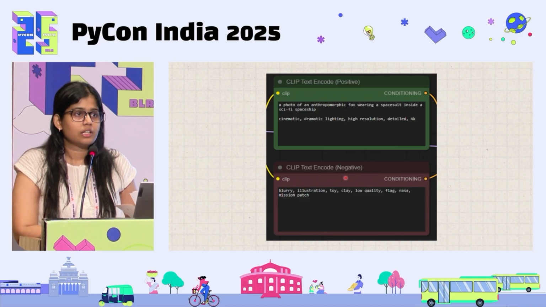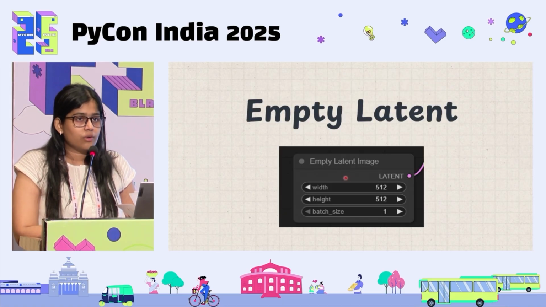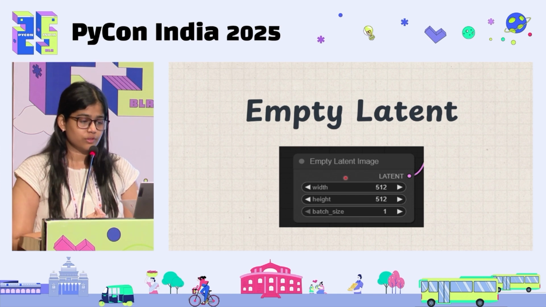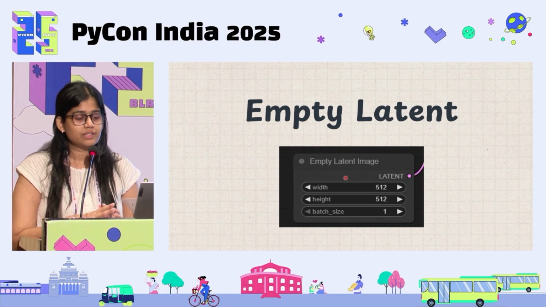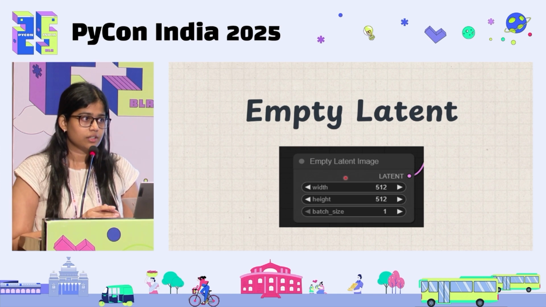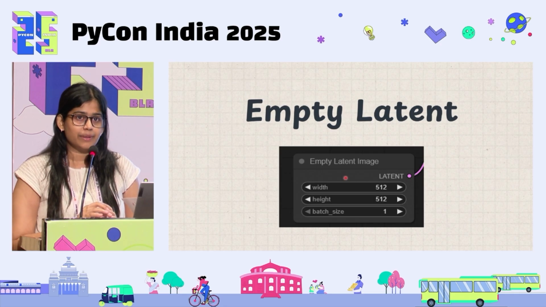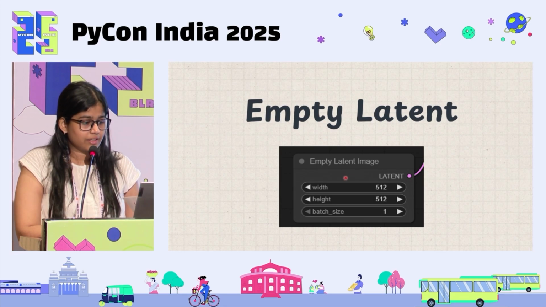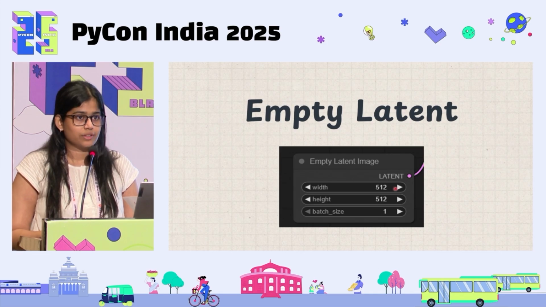So now we have the model, we have the prompt. But how does the image generation start? So usually in diffusion workflows, we always start with something called the empty latent. So the empty latent is basically like the canvas that your image generation process starts with. And in this case, it's like a 512 by 512 canvas.